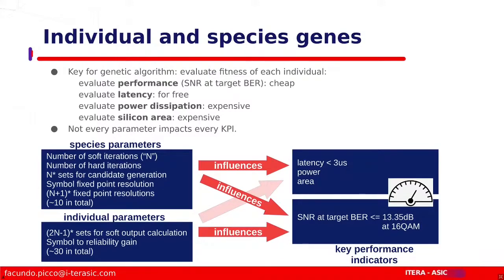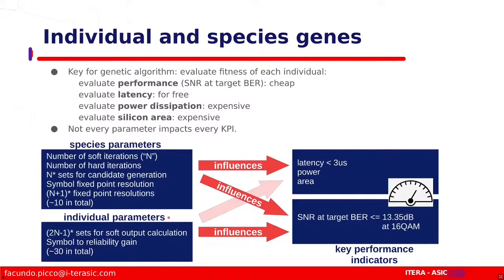So how do we use this split? We call the parameters that impact latency, power, and area species parameters. So all the individuals of one species will share the same value for all these parameters. And the ones that impact only the signal-to-noise ratio at the target BER, we call individual parameters. Okay.